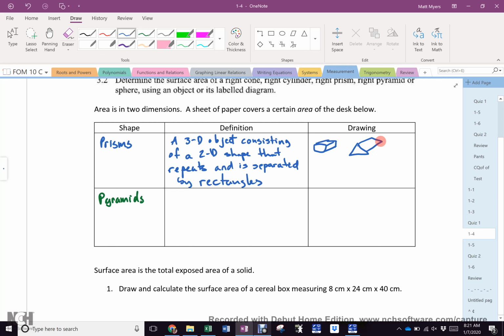What's that? Cylinder, yeah? What shape am I looking through? Now what shape am I looking through? So is the circle repeated? Is it separated by a rectangle? What shape's that? Is that rectangle between two circles? No. What shape is that?